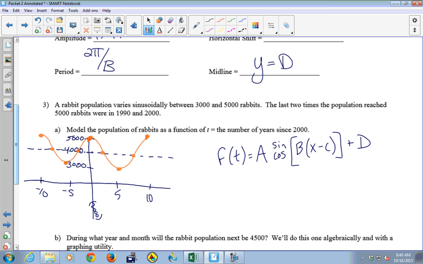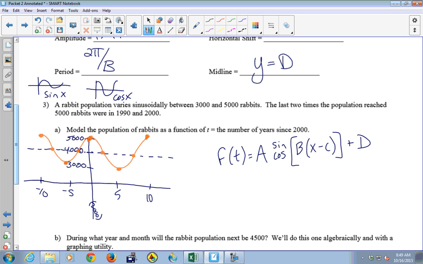Cosine. Why? Yeah, a cosine starts at its max, right? A sine starts at the midline. So you have to have a mental picture of what the regular plain old cos x and sine x look like. So that's sine, right? And this one, the bell curve one, that's cosine.